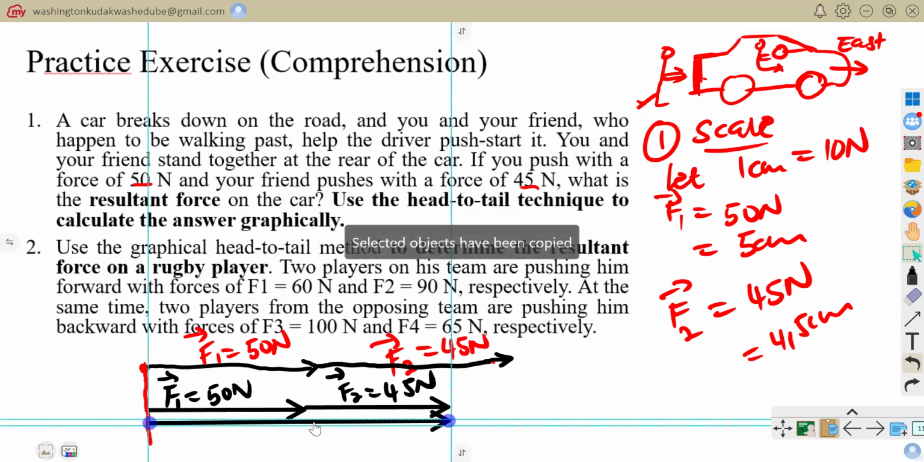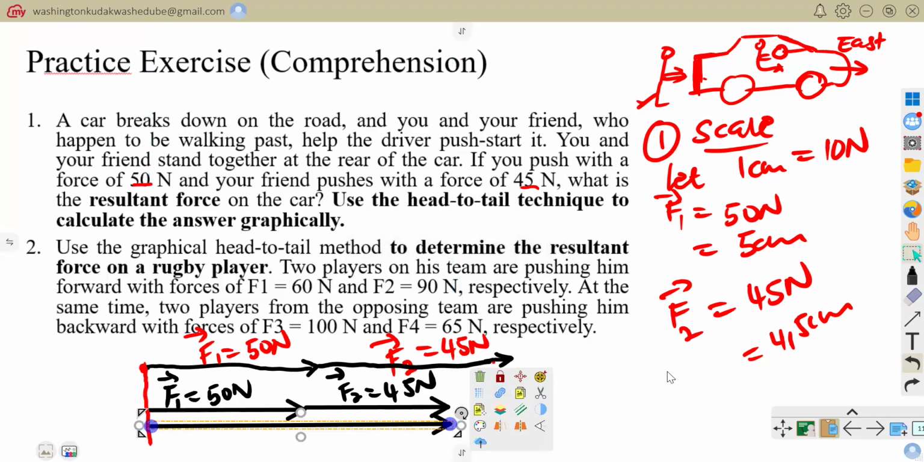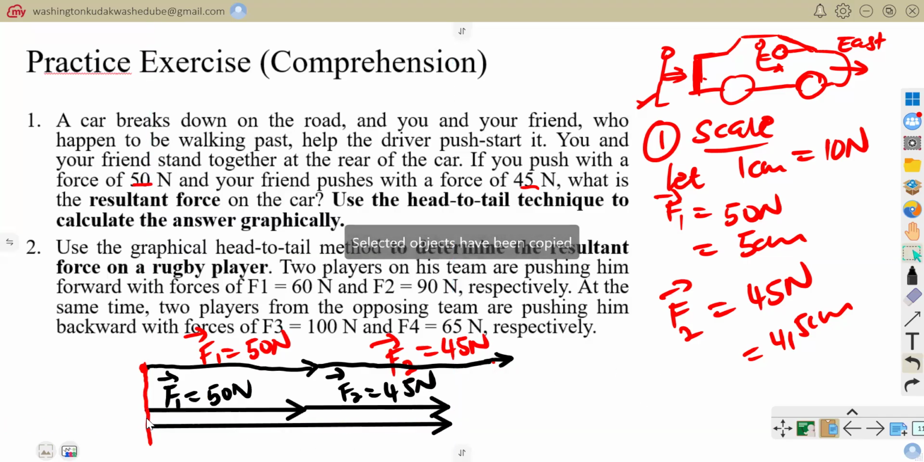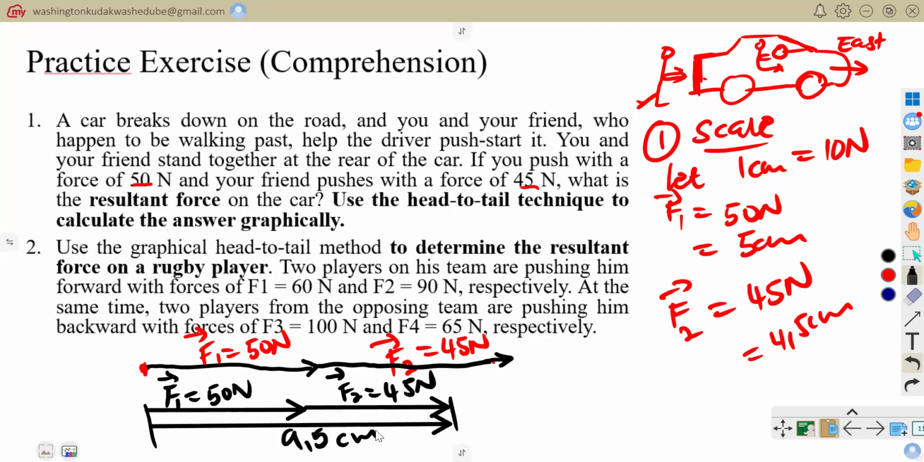What I'm trying to show you is that once you have drawn your vectors like this, you can come and measure this distance, from here to there. That distance, from where you started to where you ended, when you measure it, gives you 9.5 centimeters.